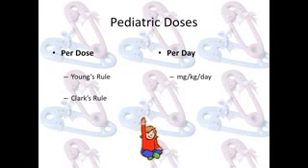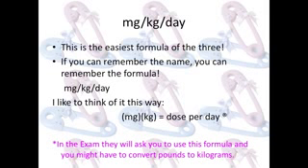So you have the two groups. Per dose includes Young's rule and Clark's rule. And in the per day group, you have the milligram per kilogram per day formula. This is the easiest formula of the three. If you can remember the name, you can remember the formula. And the name is milligram per kilogram per day. So now you know the formula.